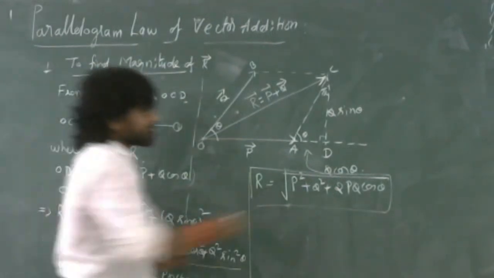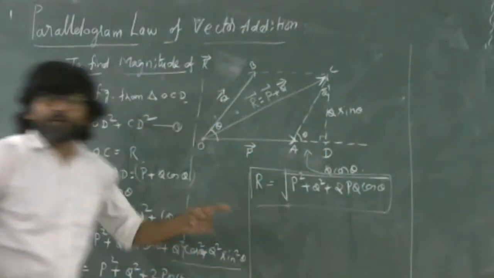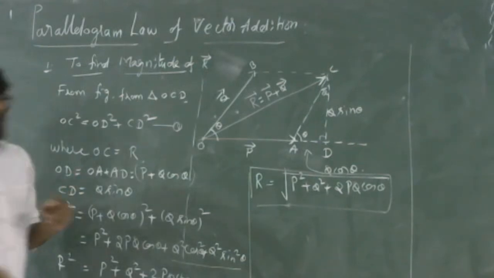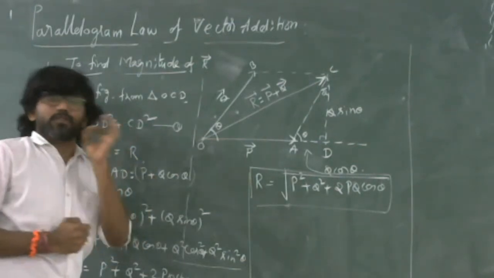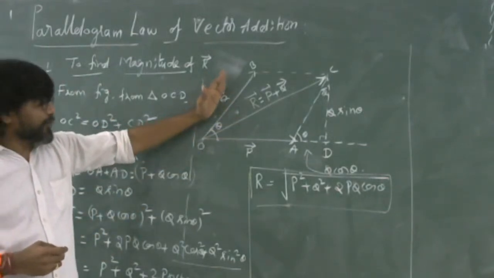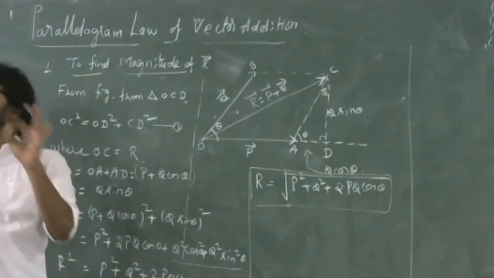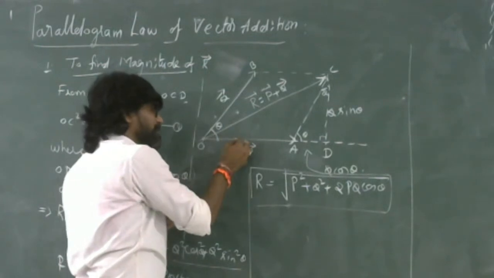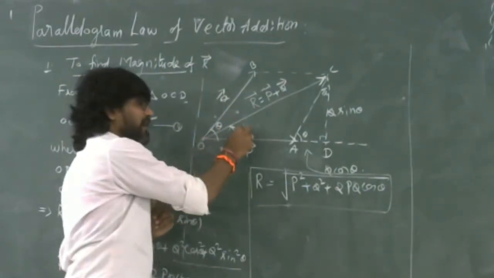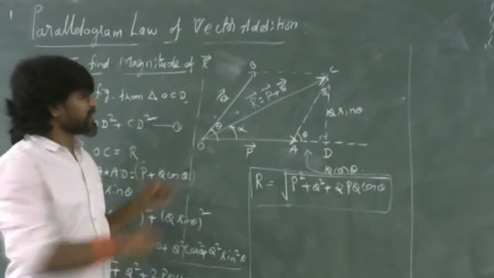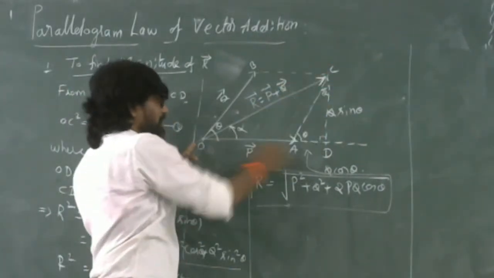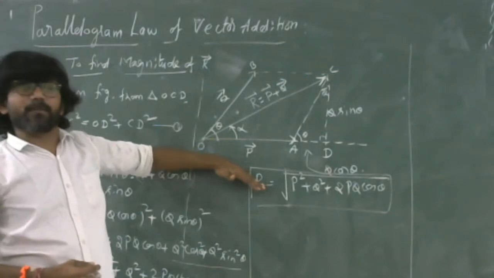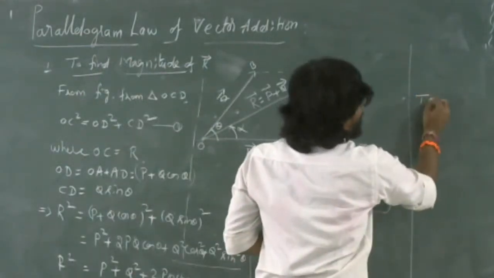Next, how to find the direction of this resultant vector? When you say direction, direction is nothing but angle. With respect to what will be the question. You can say with respect to Q or with respect to P. First, let us consider with respect to P. Let us consider that the angle made by this with respect to P is alpha. Then, from right angle triangle OCD, tan alpha is equal to opposite side by adjacent side. Right?